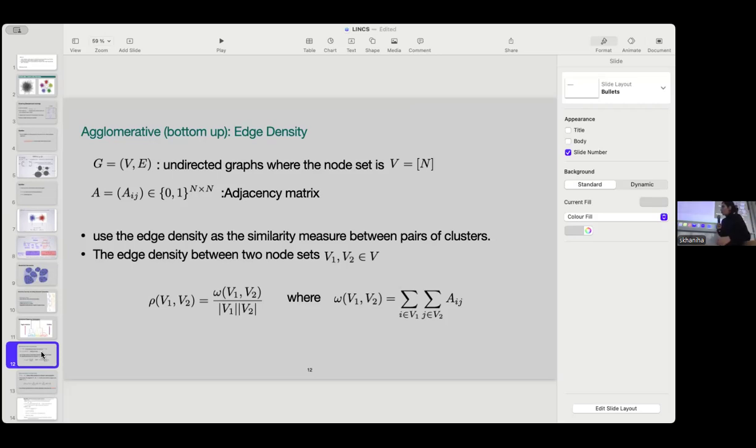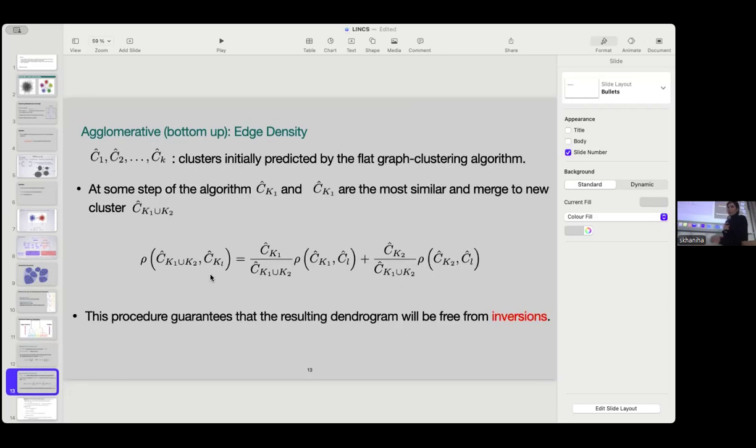And this formula defines the edge density between the two sets of nodes. It means that we have two sets of nodes, V1 and V2. We look at the number of the edges that we have between these two sets, and we divide it by the number of the sets. So it's the definition.